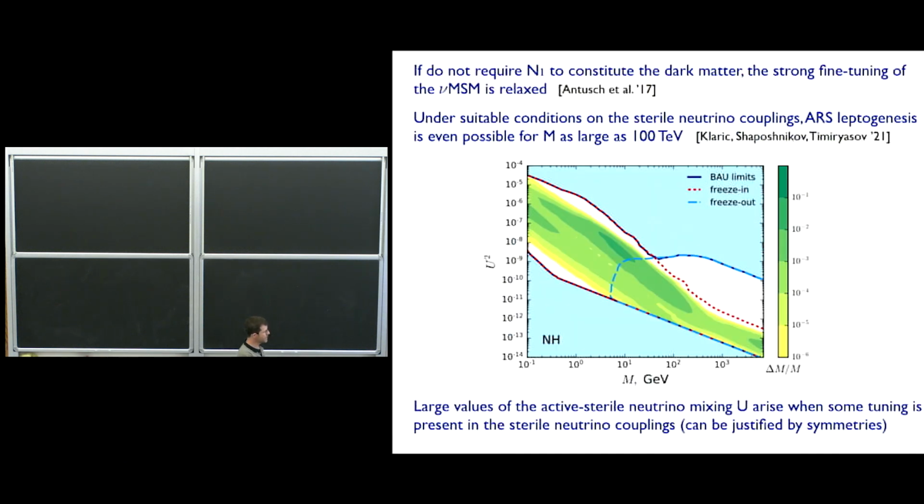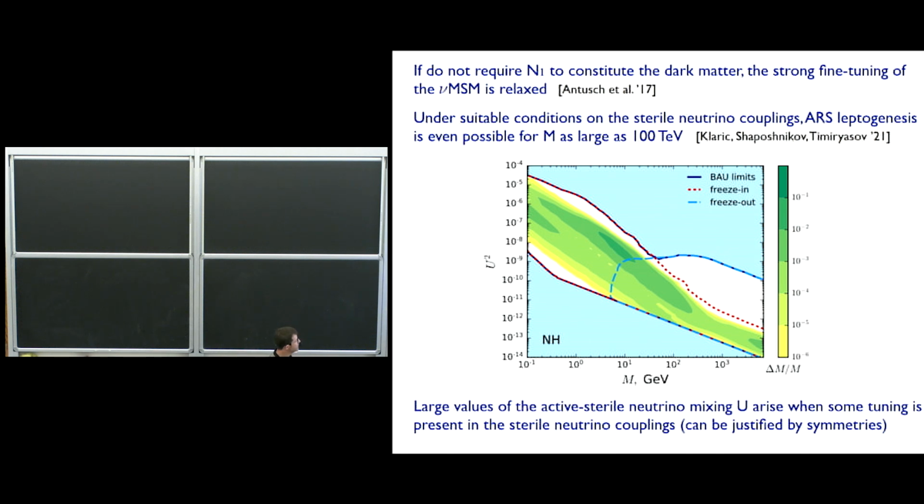So this M here is an average of M1 and M2, which are very close to each other. This is the level of degeneracy that is indicated by this color code. Those are the masses, big M1 and big M2, of the sterile neutrinos N1 and N2. So that's the average mass. This M is for the sterile neutrinos.